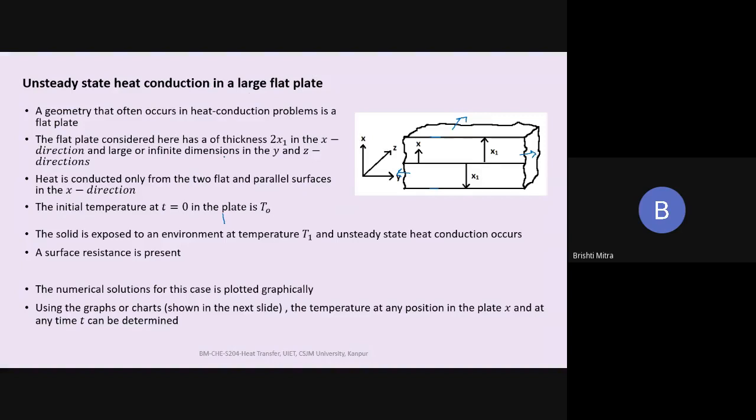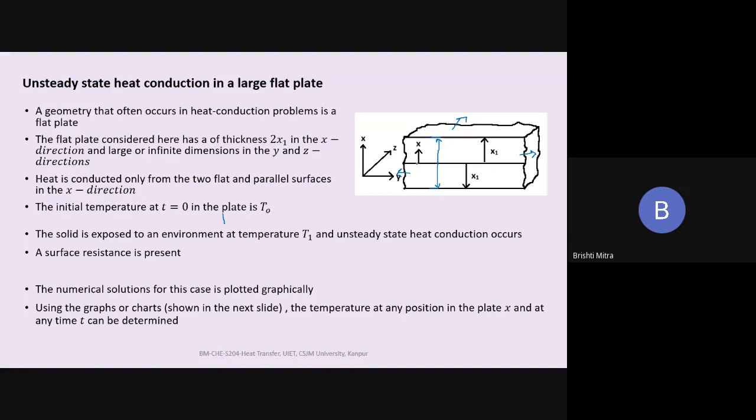So what is a large flat plate? Let us see. It has a thickness of 2x1. So the entire thickness of this plate is equal to 2 times x1, where x1 extends from the center in this particular direction, and the other one extends in the opposite direction. Together, the thickness becomes 2 times x1.